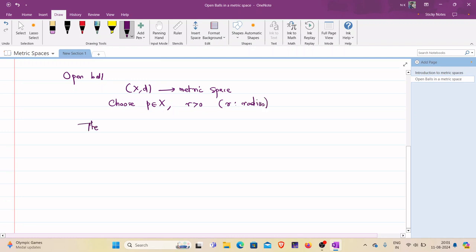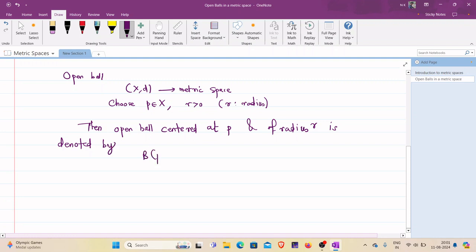then the open ball centered at p and of radius r is denoted by B(p, r), where B stands for ball, p stands for center, r stands for radius, and it is defined as the set of all points x in X such that d(x, p) is less than r. Okay, d(x, p) is less than r.